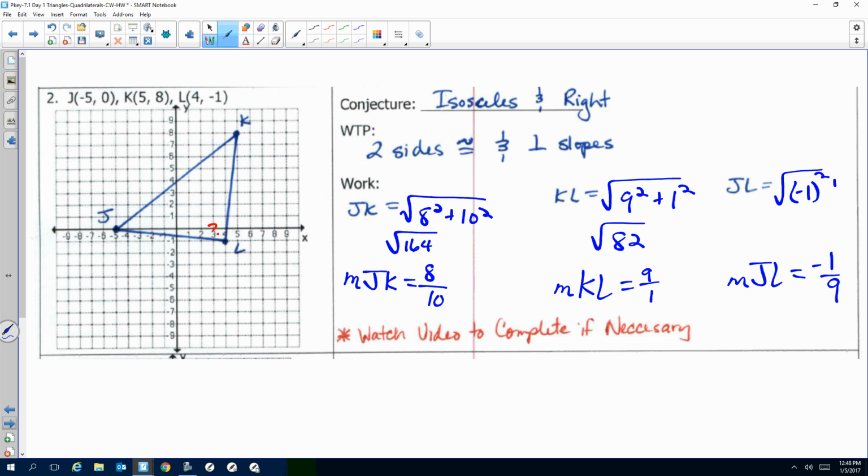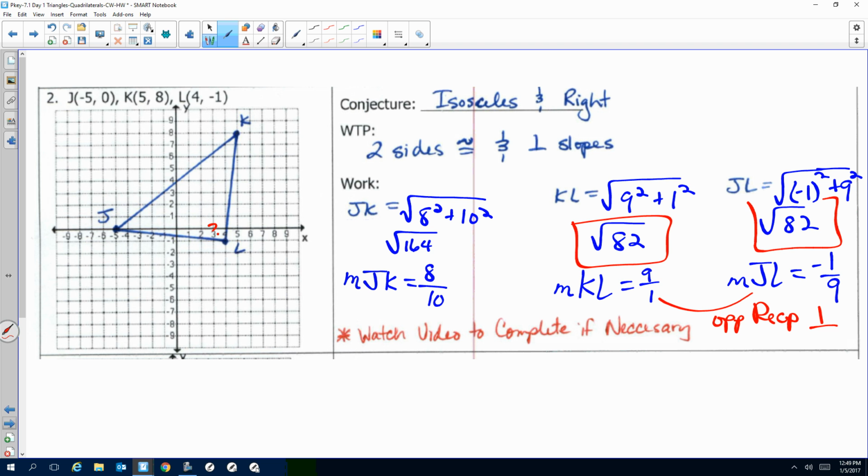Negative 1 squared plus 9 squared. Well, that's also going to be 82. Yeah, and so now I can see right here we have opposite reciprocals. So we have proved perpendicular, and we have two lengths that are the same. So we proved isosceles, and I proved that it's right.